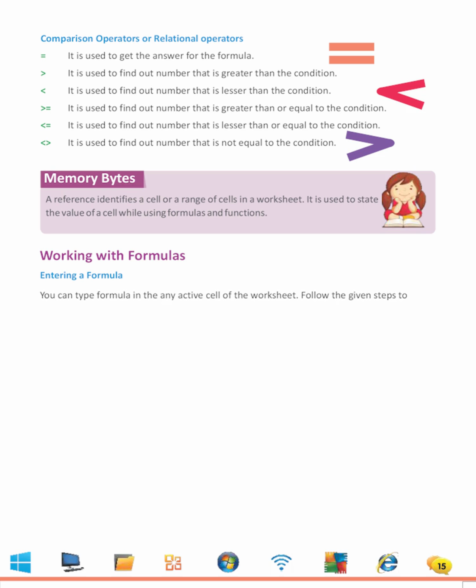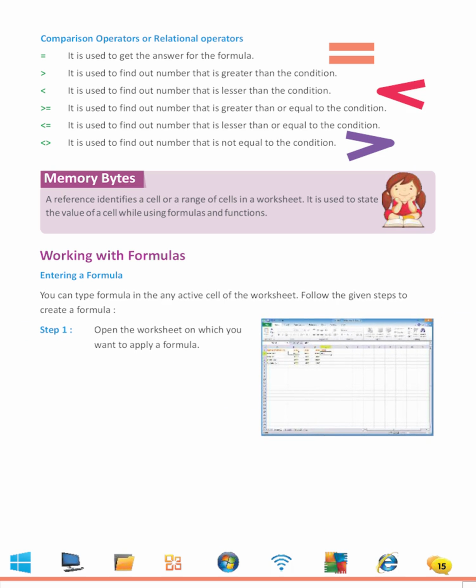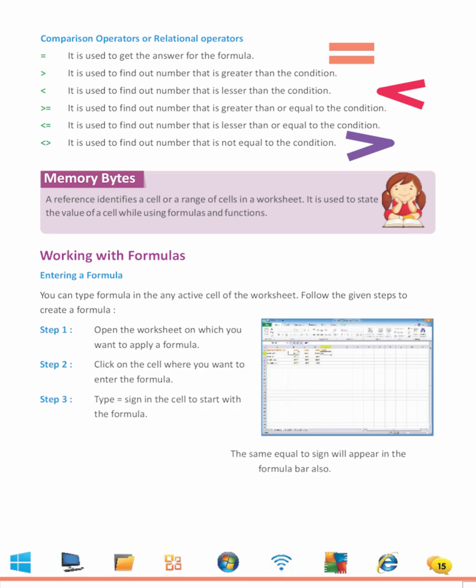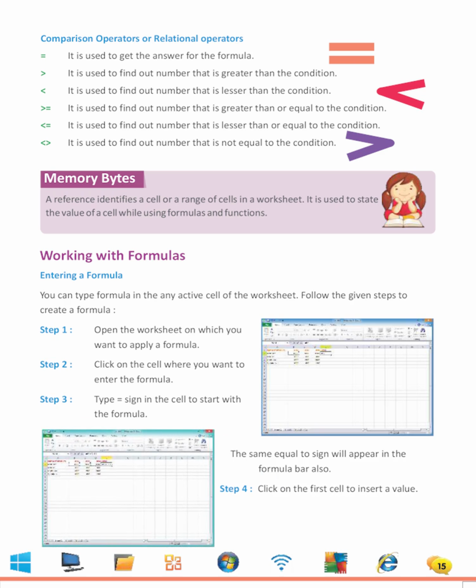Follow the given steps to create a formula. Step 1. Open the worksheet on which you want to apply a formula. Step 2. Click on the cell where you want to enter the formula. Step 3. Type the equal to sign in the cell to start the formula. The same equal to sign will appear in the formula bar also. Step 4. Click on the first cell to insert a value. Step 5. Type an operator after the number.